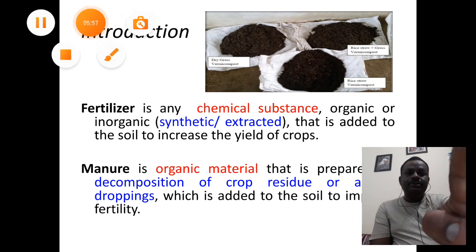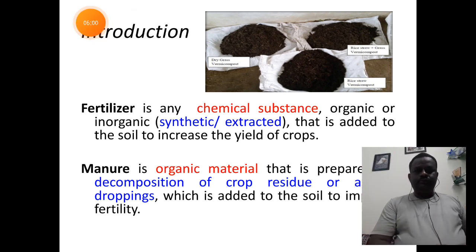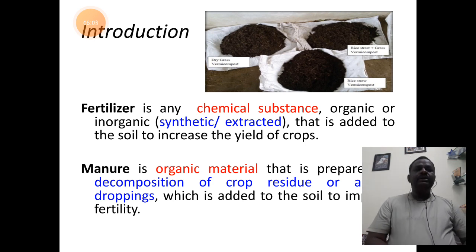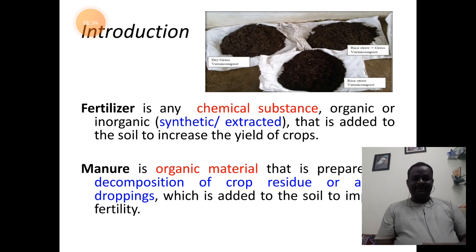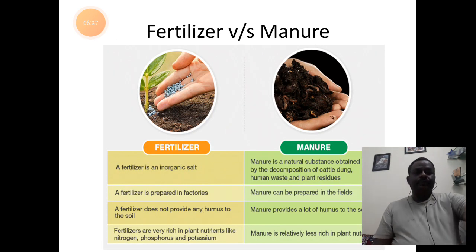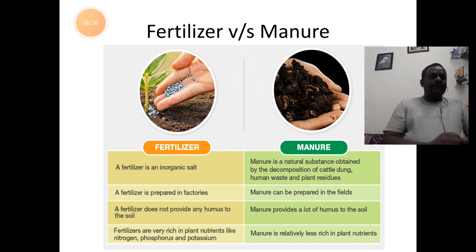So here is the slide with an image above that indicates different types of manure that we can get from different types of organic matter by using various decomposing organisms. Here is a slide that shows the differences between a fertilizer and a manure.